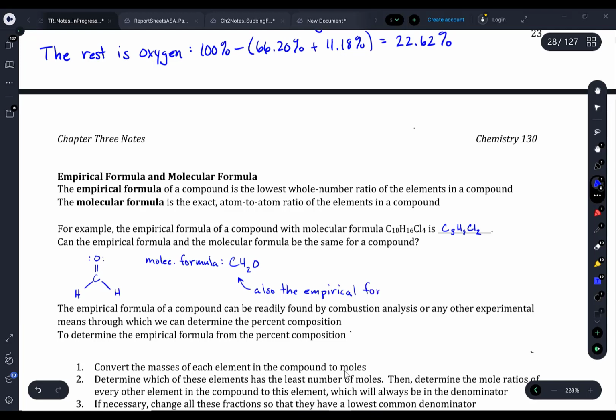So the answer is, can they be the same? Yes, they can. And there are many cases where that is so.